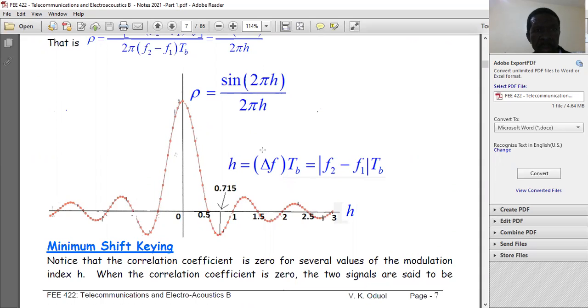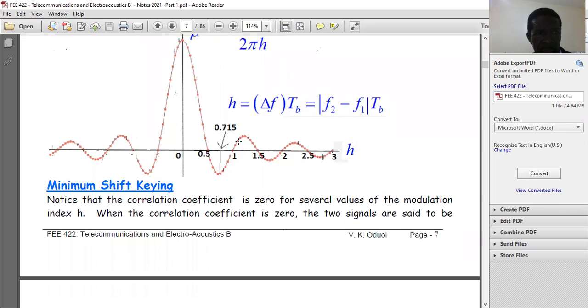And where we're going with this is that we get to the point where we talk about so-called minimum shift keying. This is the signaling at the relationship when the relationship between f1 and f2 is that h will be a half. So minimum shift keying occurs when h is a half. That's what is called orthogonal signaling, when the frequency spacing is a half relative to the signal duration.